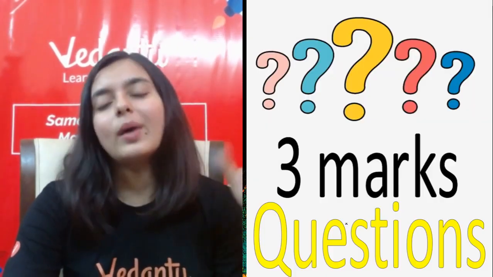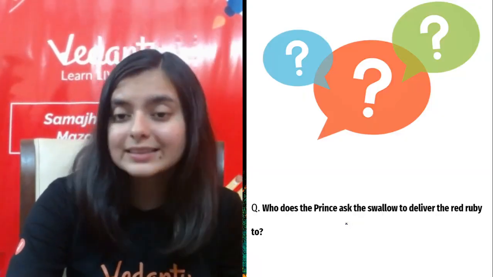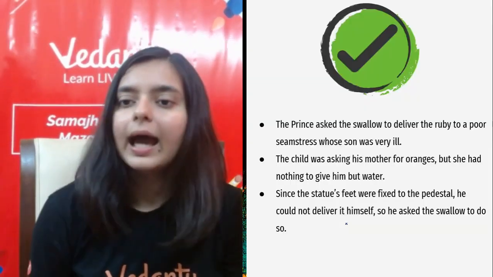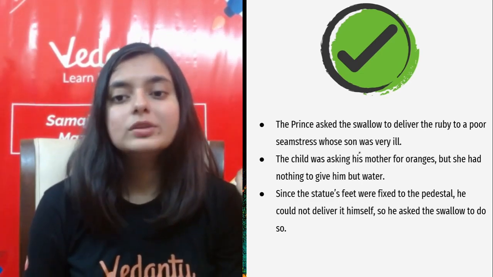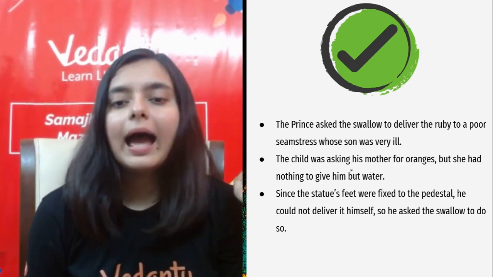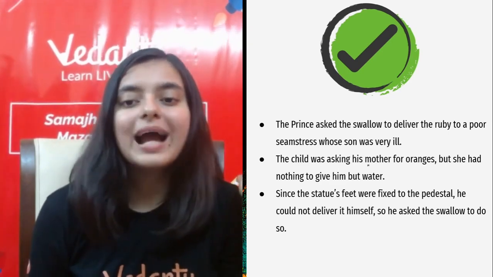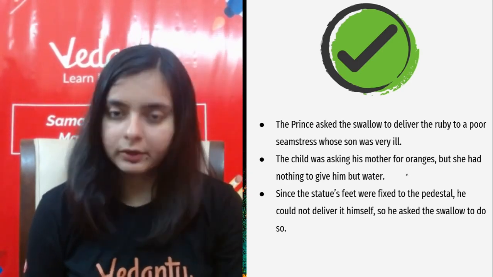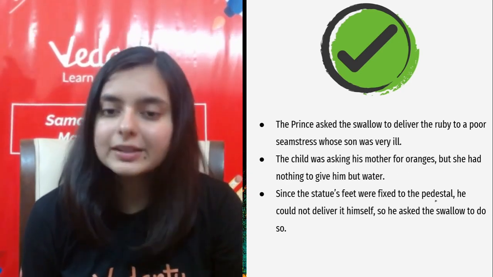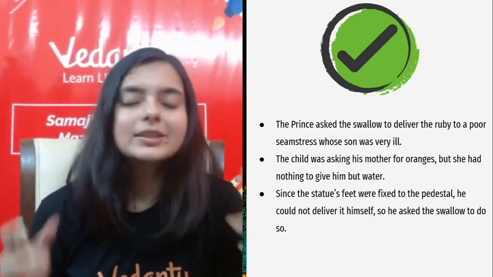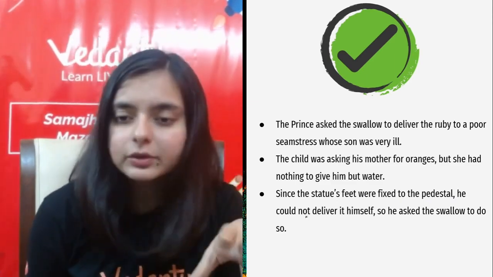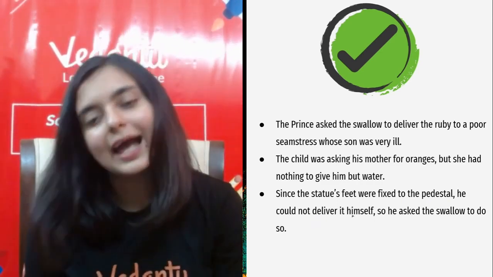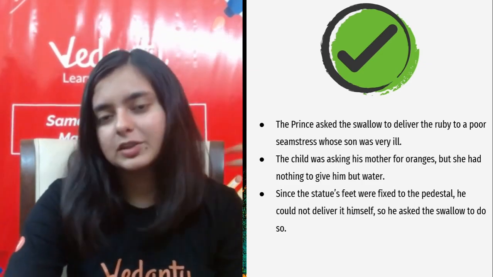Next is a question for 3 marks. Who does the prince ask the swallow to deliver the red ruby to? To a poor seamstress whose son was very ill. And the child was asking his mother for oranges, but of course she had nothing to give him except water. Since the statue's feet were fixed to the pedestal, he of course could not deliver. It was a statue, he could not walk. It was fixed to the pedestal. So he asked the swallow to carry out his errand. Right? Okay, very, very simple direct question from text.